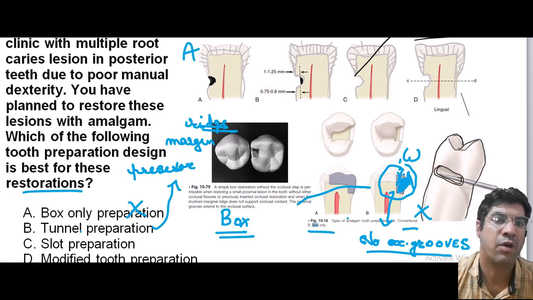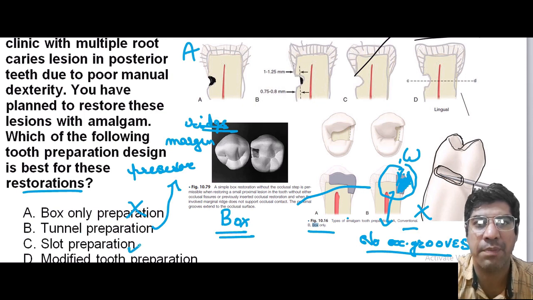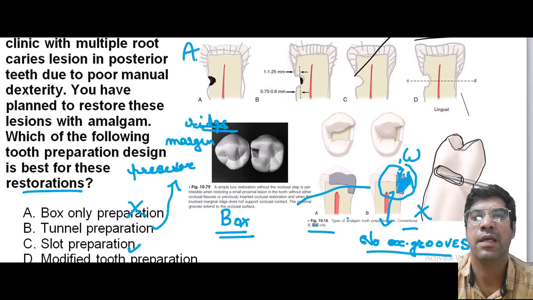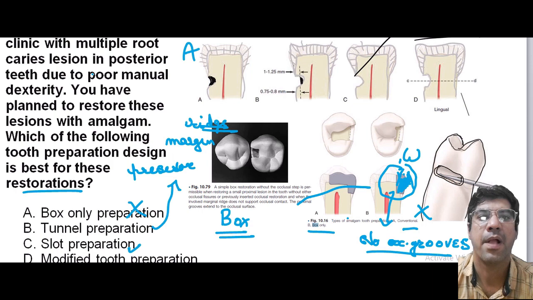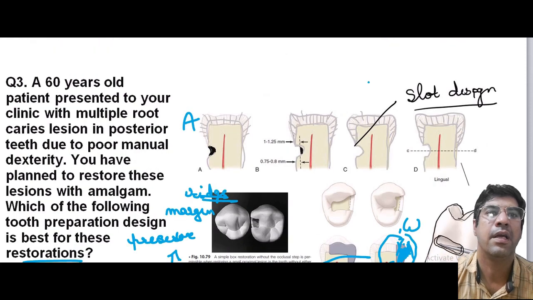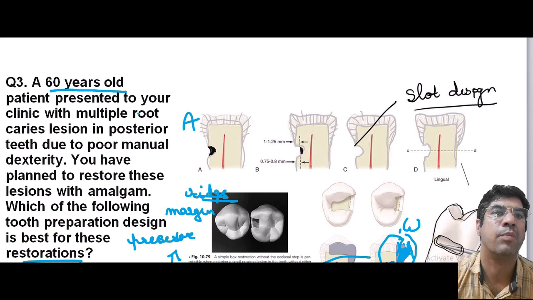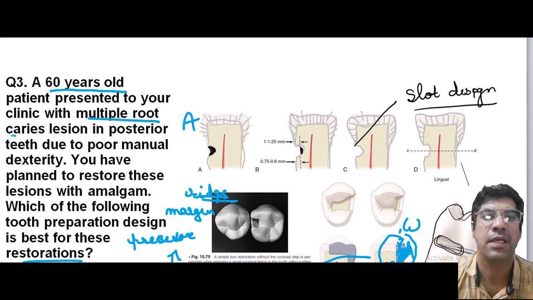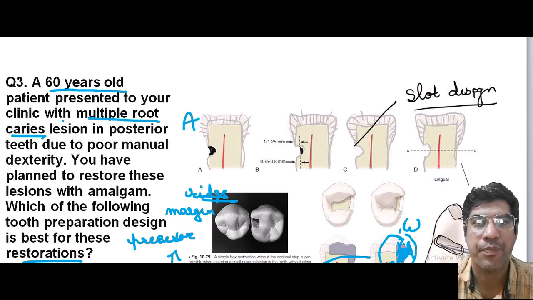Now option C, slot preparation. The answer will be slot preparation. The slot preparation is a technique for treating root caries in older patients. So here, in the same case, it is a 60 year old patient, and multiple root caries are mentioned. So the answer is slot preparation.